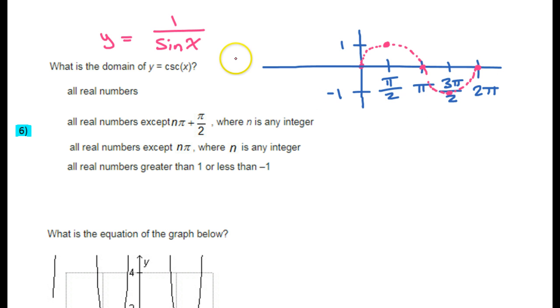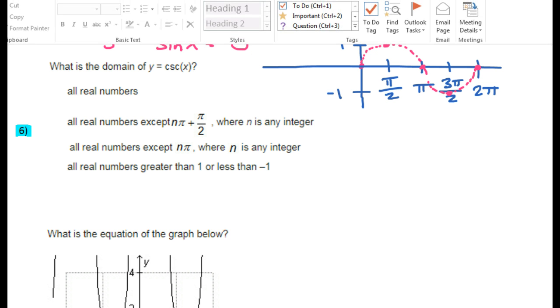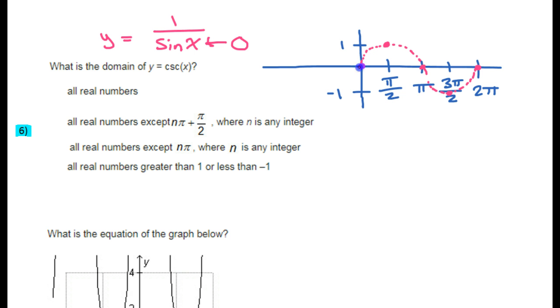Okay. Now, because you cannot divide by 0, that means we're going to have an asymptote everywhere the sine function is 0. That means we're going to have an asymptote everywhere the sine function touches the x-axis. So we're going to have an asymptote here at 0, and then we'll have another asymptote here at pi, and then we will have another asymptote at 2 pi, and it will repeat like that.